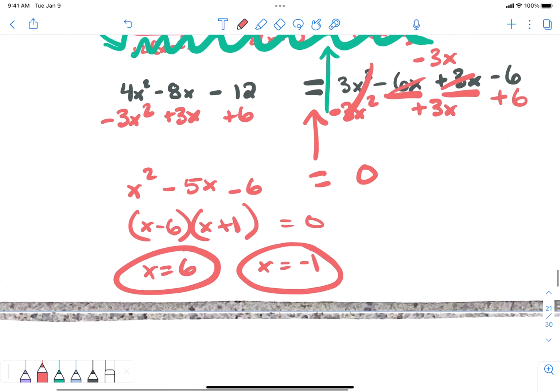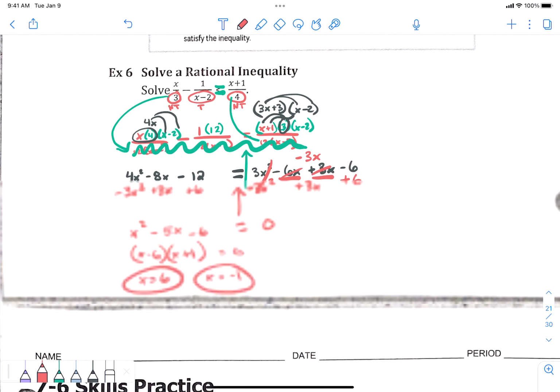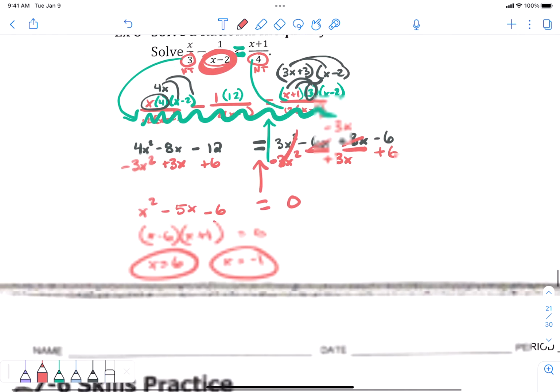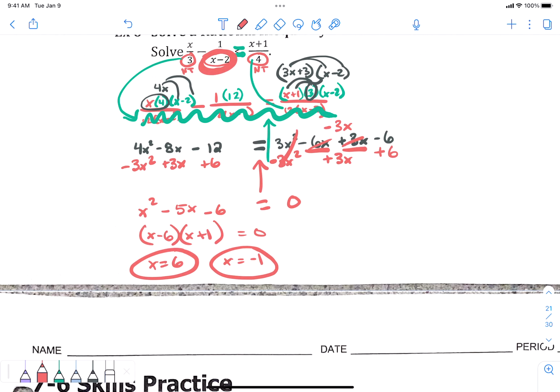Can I have both of those be my answer? Yes. What can x not be? It can't be a positive 2, because look at the bottom there. x minus 2. It can't have 2 be the answer. So there's that. Okay? Very nice.